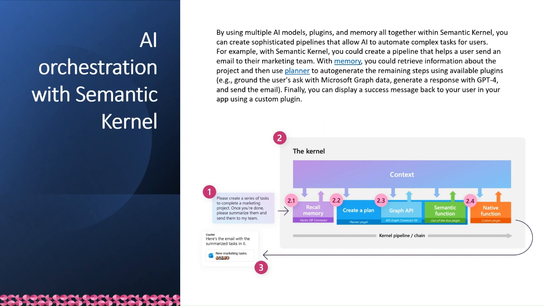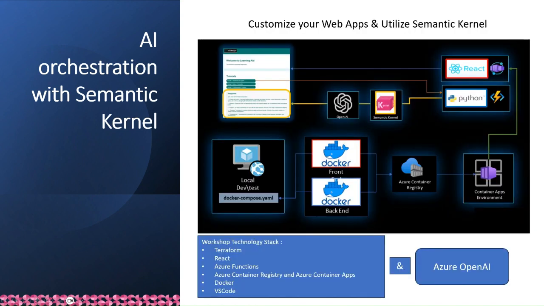A small example here: using AI models, plugins, and memory all together with Semantic Kernel, we can create somewhat sophisticated pipelines that allow AI to automate complex tasks for our users. We could create a pipeline that helps a user send an email to their marketing team. For example, we can use memory to retrieve information about the project and use Planner to auto-generate the remaining steps using available plugins. At the end, we can display a success message back to our user in our app using a custom plugin.